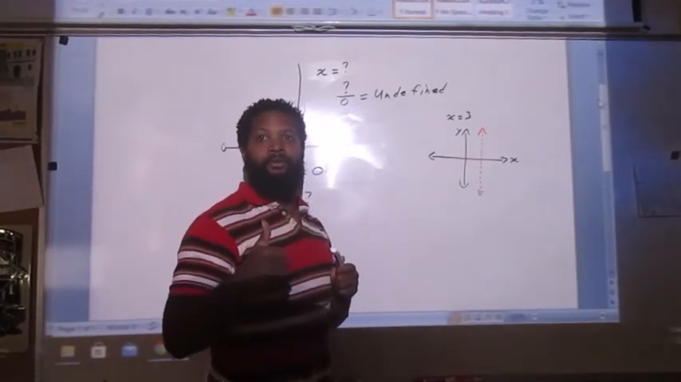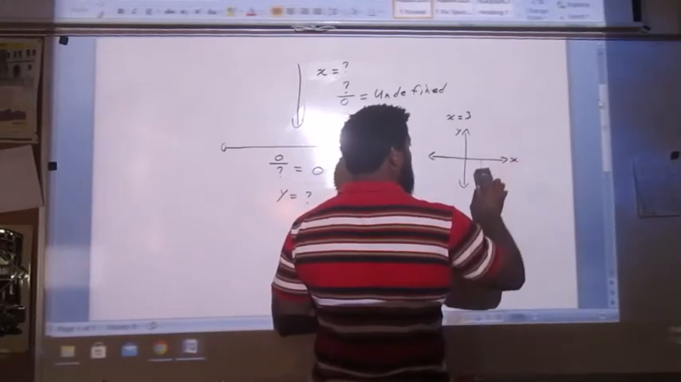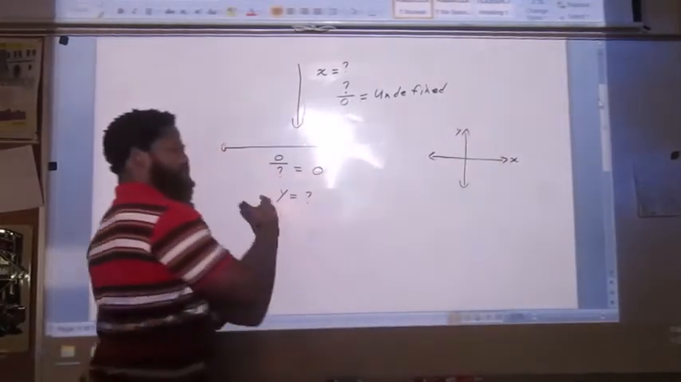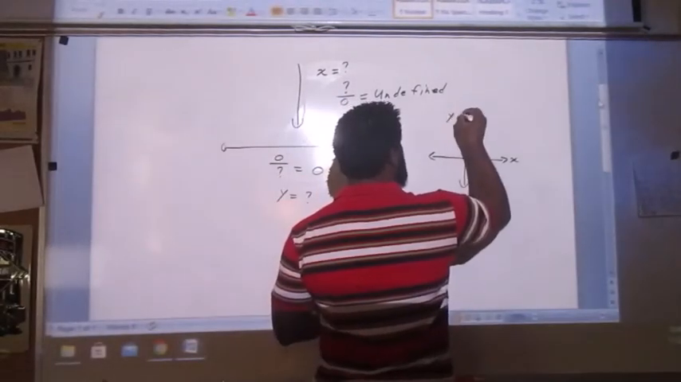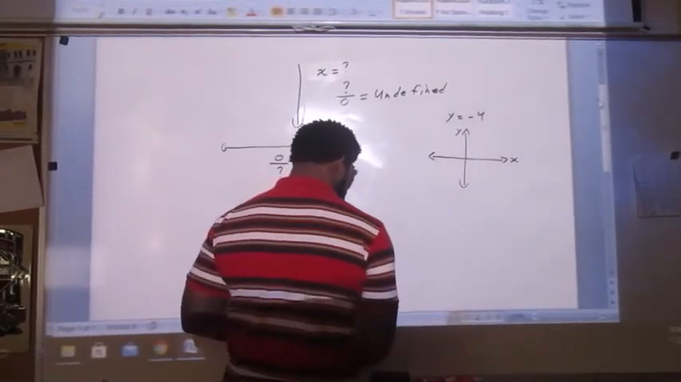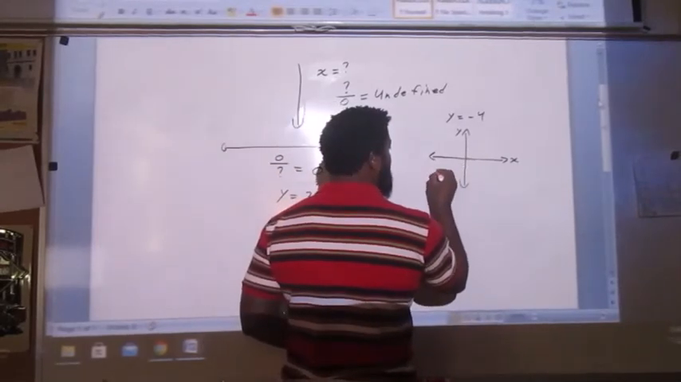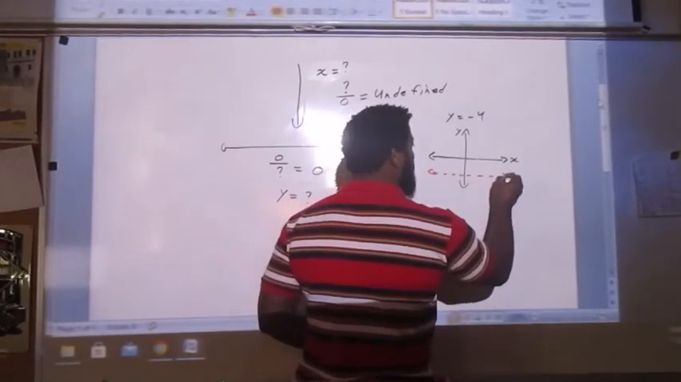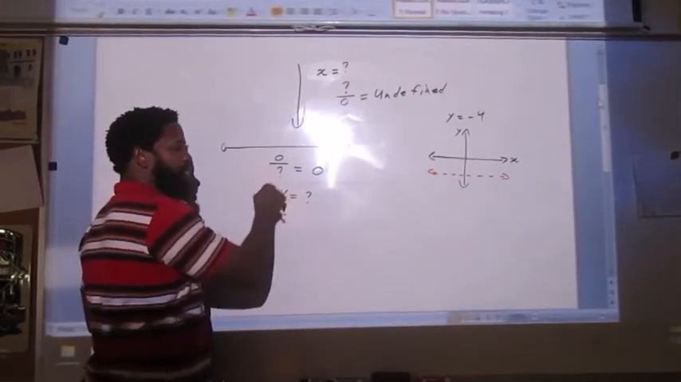Whereas if you have y is equal to, I don't know, -4. Y is equal to -4, right? Well, these are the positives up top, and these are the negatives down here. So obviously, you're going to have a horizontal line going through that -4. With a horizontal line, your slope is 0.